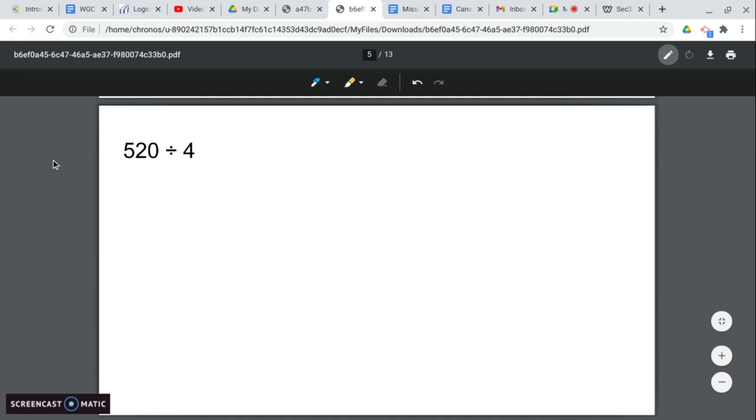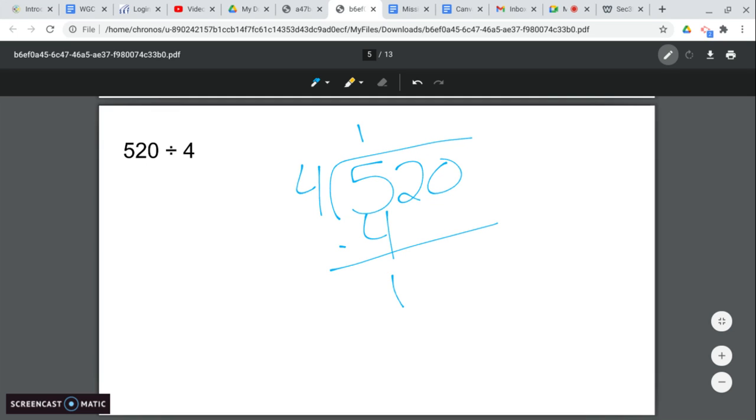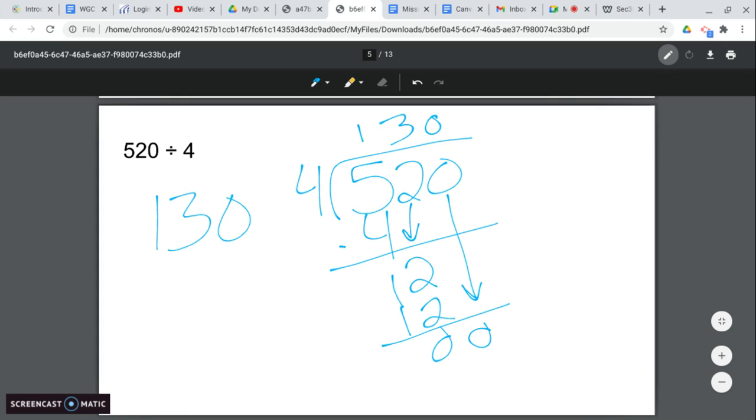52 divided by 4, that does work. We can actually divide this. So 520 divided by 4. 4 can go in 5 one time. So we get 1. We bring down our 2. 4 can go into 12 3 times. 3 times 4 is 12. 0. Bring down our 0. Put a 0 up there. So 130 is our quotient.